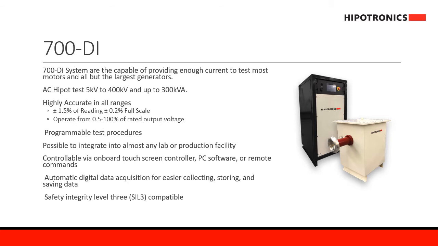The 700-DI offers programmable test procedures, and it can be integrated into almost any lab or production facilities. The series can be controlled via onboard touchscreen controller or a PC software or remote commands. The 700-DI series offers automatic digital data acquisition for easier collecting, storing, and saving data. The 700-DI is also Safety Integrity Level 3 compatible.